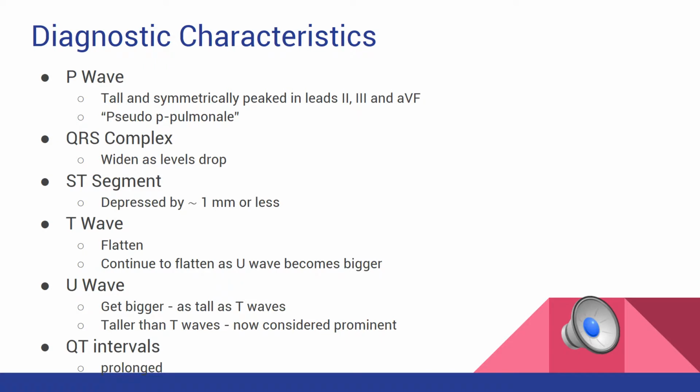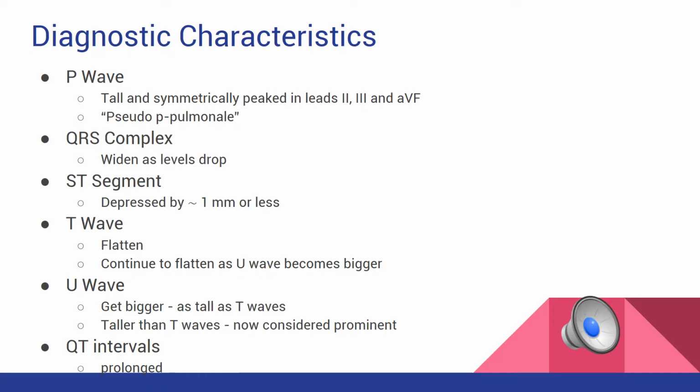This slide summarizes the major characteristics we want to look for when we're looking at an EKG and trying to diagnose hypokalemia. So the first thing we will notice is that the P waves are tall and symmetrically peaked. These will show up in leads 2, 3, and AVF. And this often looks like P pulmonale because of that tall peaked look. So this is sometimes called pseudo P pulmonale.